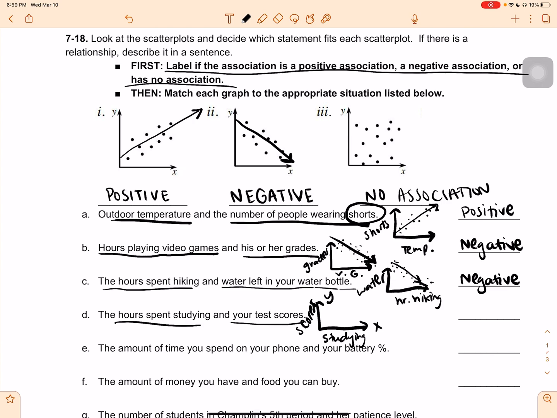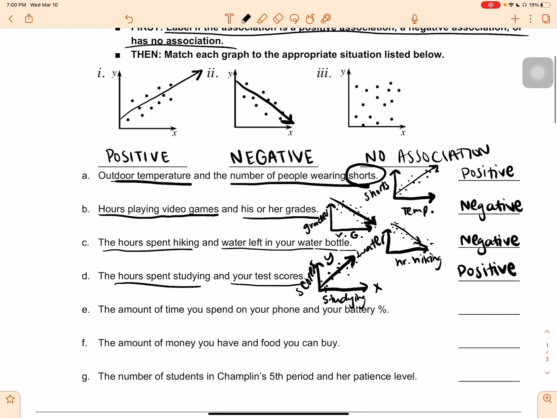So the more hours you spend studying, what will happen to your scores? What can we assume would happen? Your scores would probably be higher, right? If you spend like a 30-minute session studying, your score might be relatively low if you don't spend much time studying. But as you spend more time studying, hopefully your test score would go up. So this should be a positive association. Okay?